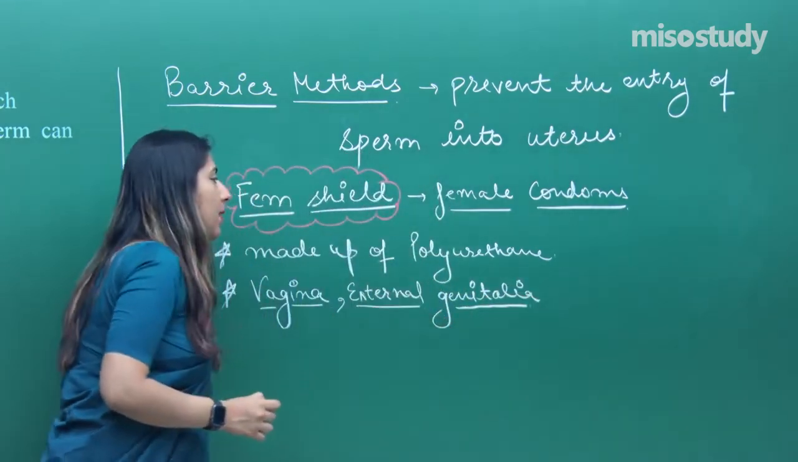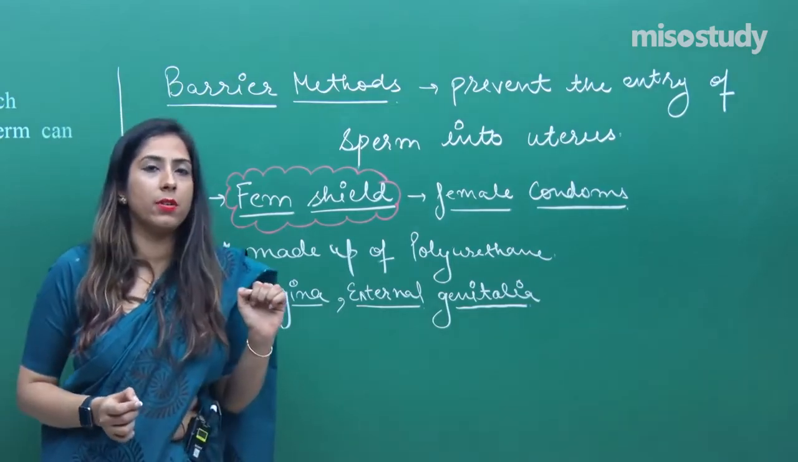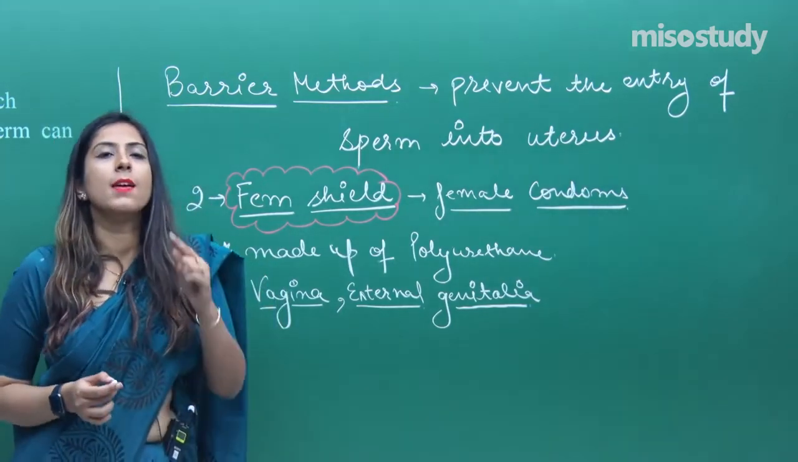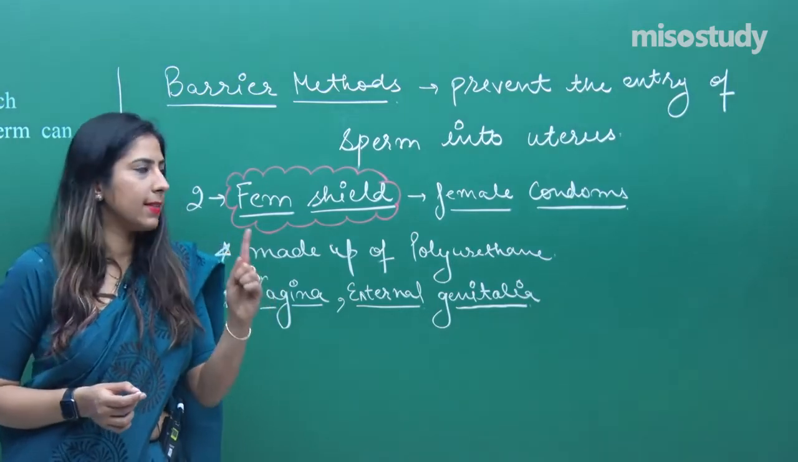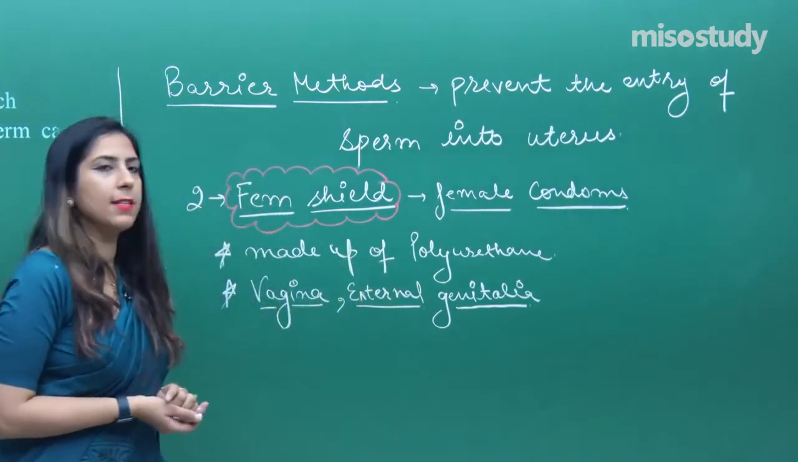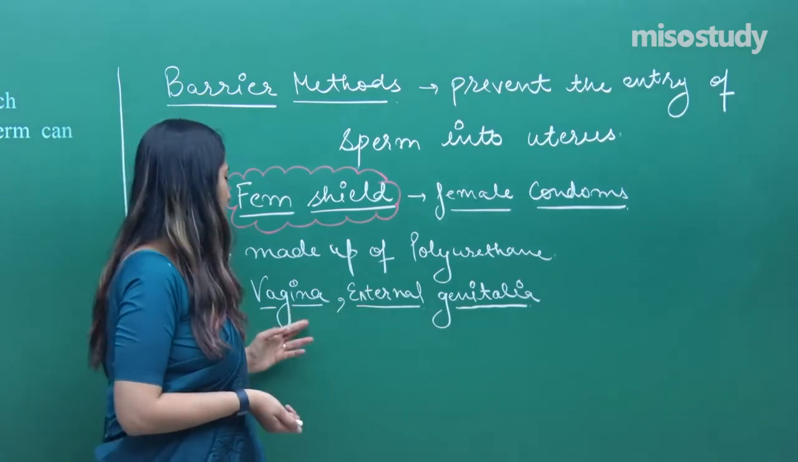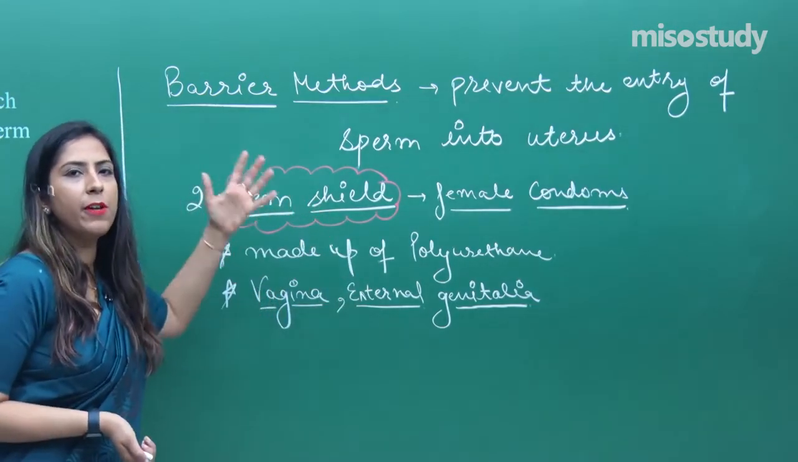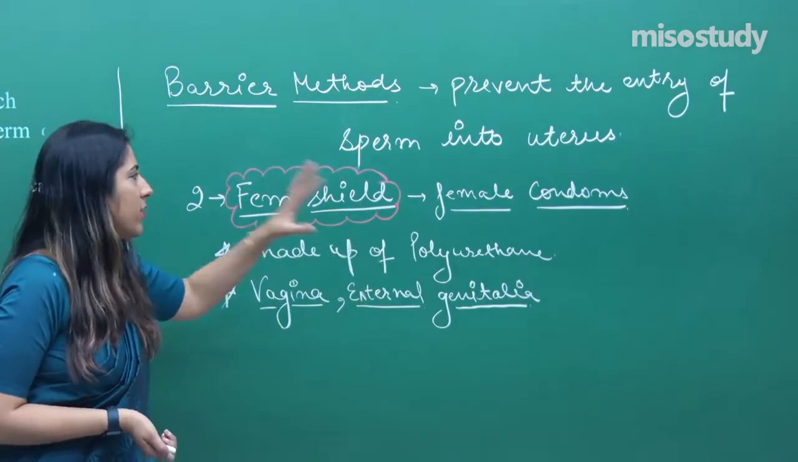Right? And these are the methods, not only the method of contraception, other than that, these are also the methods by which we can prevent sexually transmitted disease, that is STD, right? So, these are worn over the vagina and the external genitalia, and while copulation, sperms are deposited over the fem shield, and the fem shield will protect the entry of the sperm into the vagina.